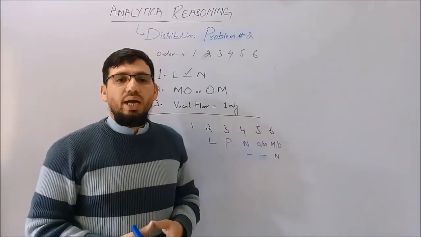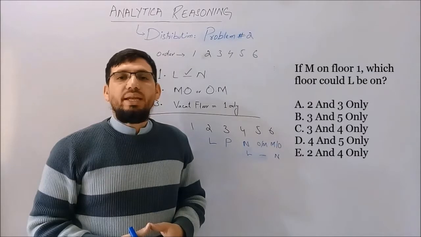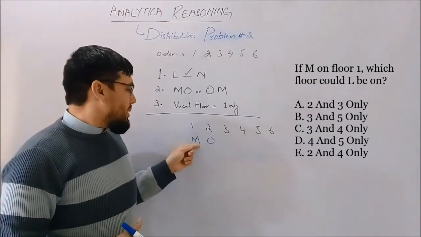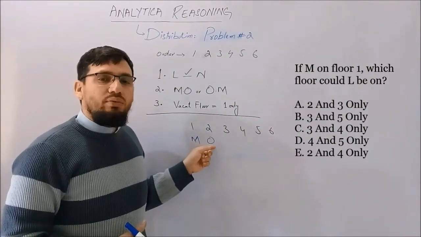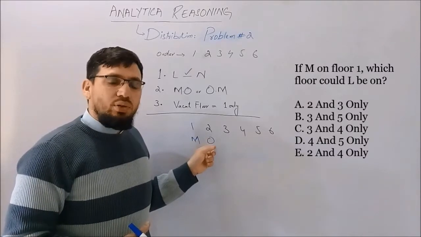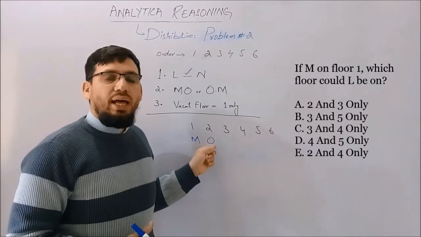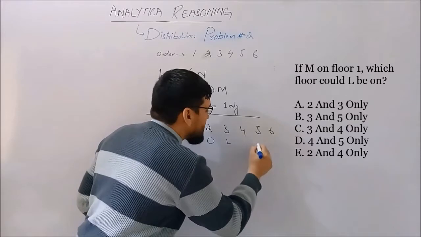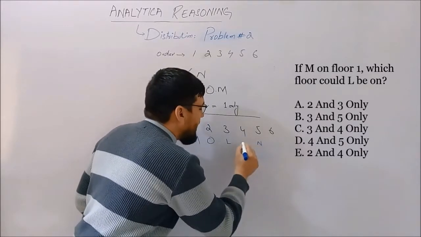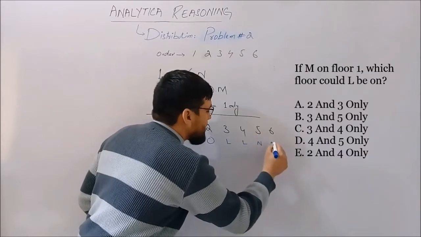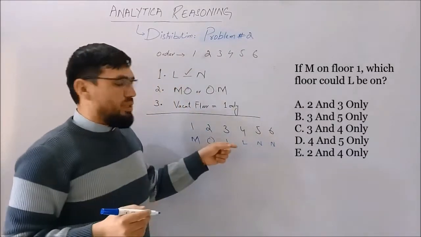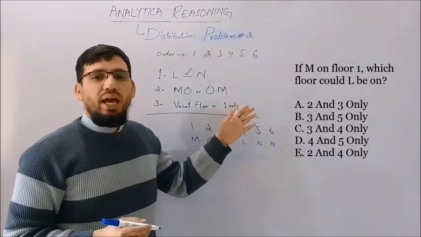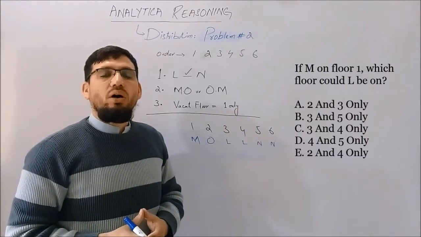The third question we have: if M is on floor 1, then L must be on which floor? Not a problem, let's find it out. As we know that M must be next to O, so if M is on 1st, then O must be on 2nd floor. And there must be one floor between L and M. So if we allot L to floor third, then M must be on floor fifth. And if L appears on fourth, then N must be on sixth. But L cannot move further from third and fourth. Therefore, the option C we have: L could be on the third floor or fourth floor.